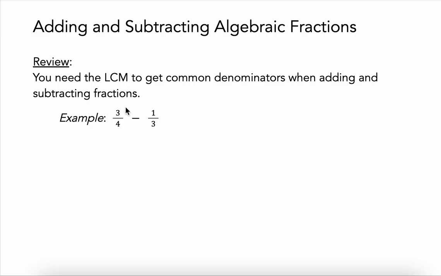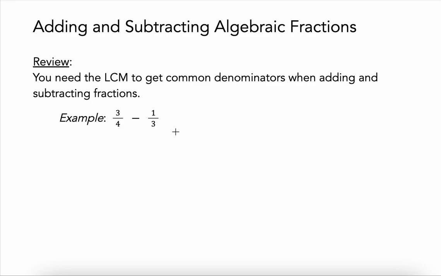If you have, for example, 3/4 minus 1/3, you'll probably remember that you need to get common denominators in this situation because you have denominators that are not the same. So we are basically comparing parts that are not equal in size. Our denominators tell us how big our fractions are going to be, and we cannot add or subtract them if they are unequal in size. So in order to do that, we need to find the least common multiple.